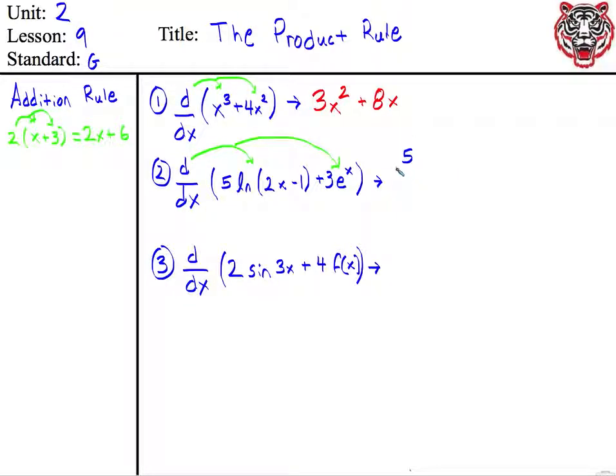5 over 2x minus 1. This is something that's commonly forgotten with the addition rule, and it's inner. Don't forget inner. Never forget inner, even when you're doing addition rule.